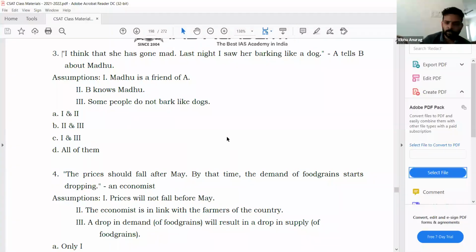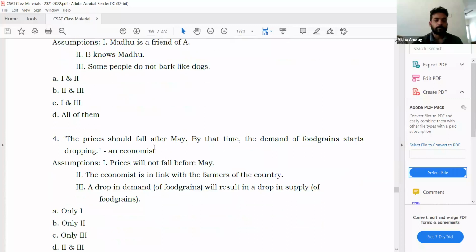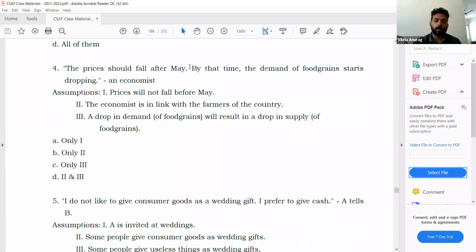Okay. Then question 4. The prices should fall after May. By that time, the demand of food grains starts dropping. This is a prediction made by an economist that the prices should fall after May. By that time, the demand of food grains starts dropping. So assumption number 1, prices will not fall before May.